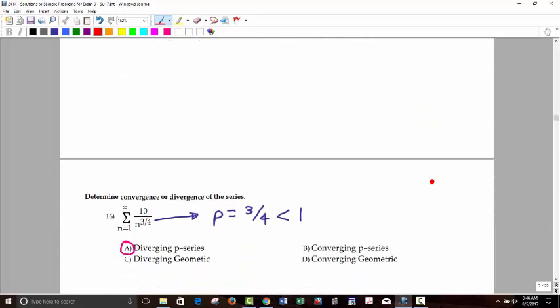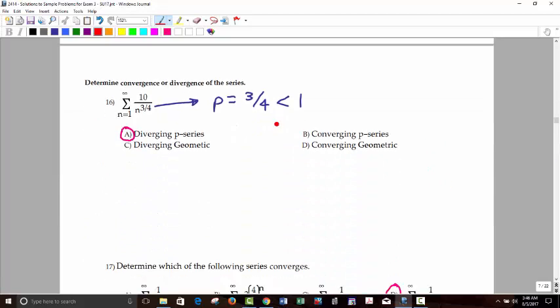All right. This is a pretty much straightforward p-series. That 10 does not affect anything. Now, when you have adding and subtracting, that's different because you can't pull numbers to the outside. But any common multiples can go outside the summation. So that 10 comes out of there. So you're looking at a p-series.